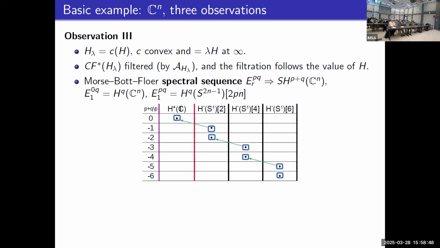And then of course the zero column is just the Morse part. So that's the origin here. That's why you just get this.